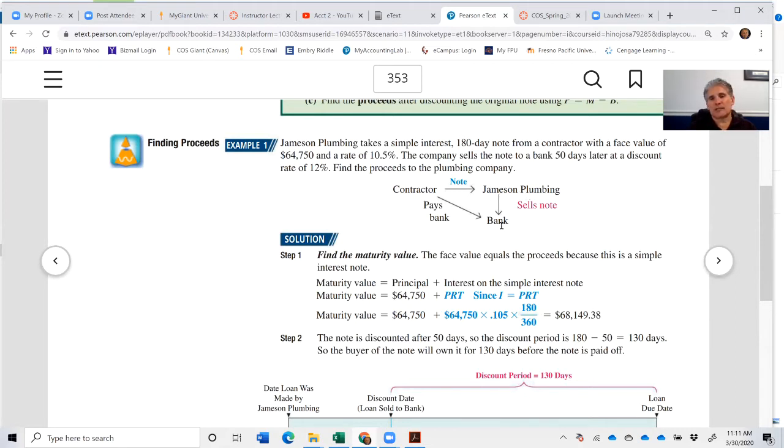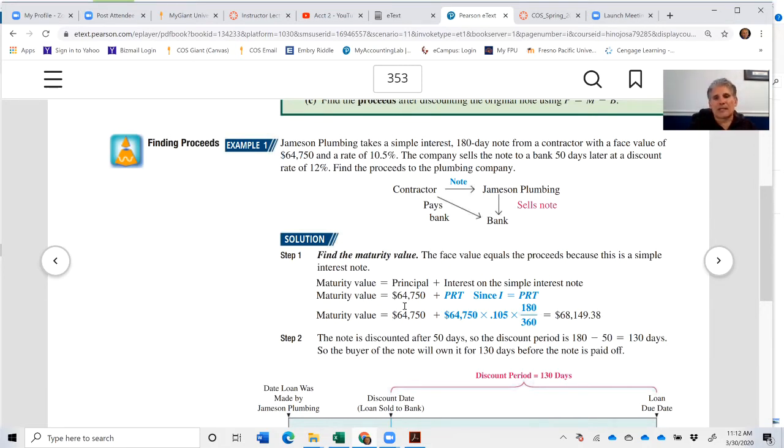So they go over to the bank and say, hey, Mr. Bank, can you buy this note from me? Because this contractor is going to pay me, well, it was 180 days, but now it's 180 days minus the 50 days. So in 130 days, the contractor is going to pay me on this loan. Can you give me some money now? And the bank will say, well, let's go ahead and figure out how much you were supposed to get paid.